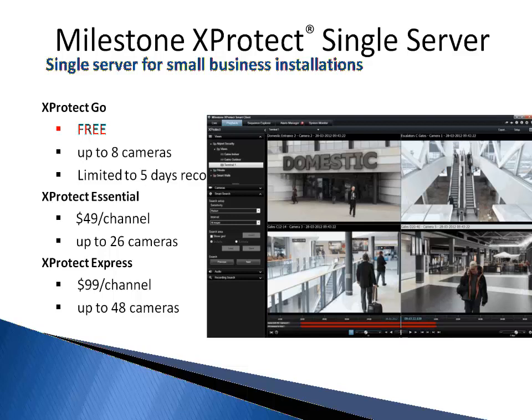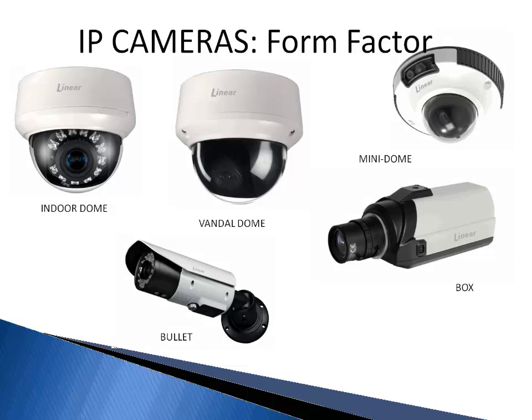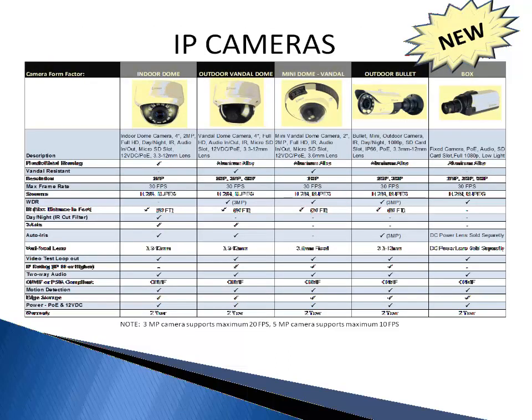Our IP cameras are available in several form factors, similar to the analog cameras. We offer the indoor, outdoor Vandal and the mini dome along with the bullet and box cameras. This is a quick overview. Take a quick look at the resolution line under each of the cameras and you will see anywhere from 2 megapixels to 5 megapixels, which highlights the many different types of cameras Linear offers. You may notice that several features are standard across most of the IP camera lines.